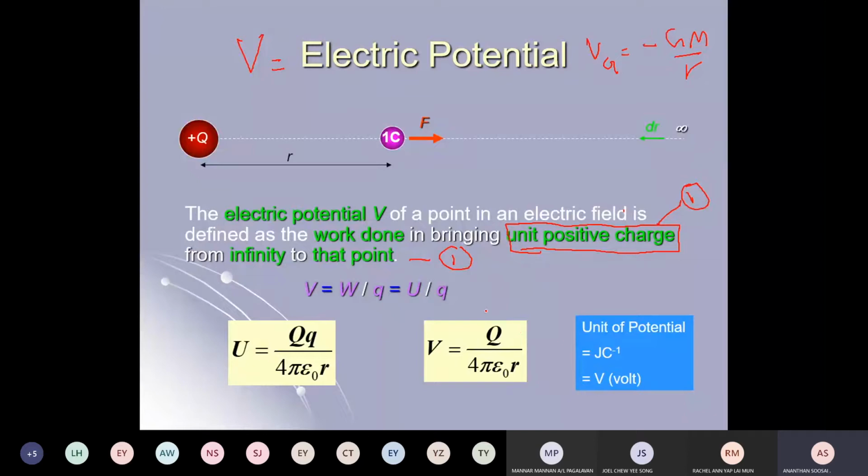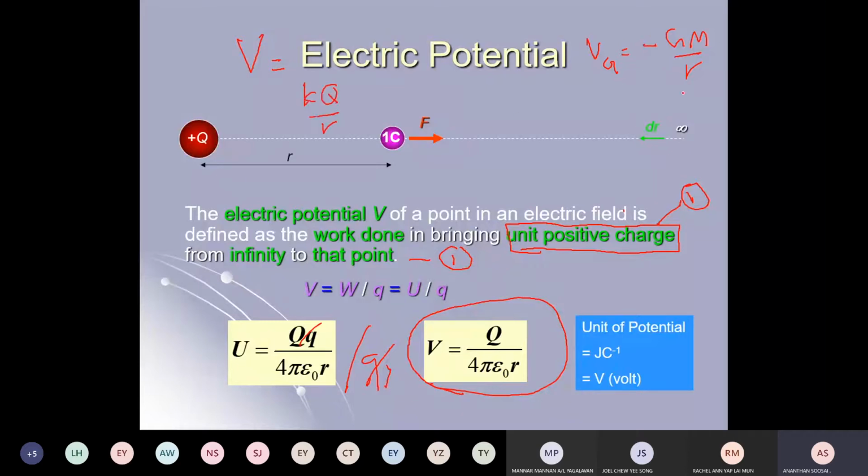Okay, so electric potential is work done per unit charge. Work done is actually potential energy. So potential energy, we know this is your potential energy, KQq over R, which we derived earlier. Divide by the test charge, small q. Small q cancels. You get electric potential. So you see, 4 pi epsilon, I put K. So it becomes KQ over R.